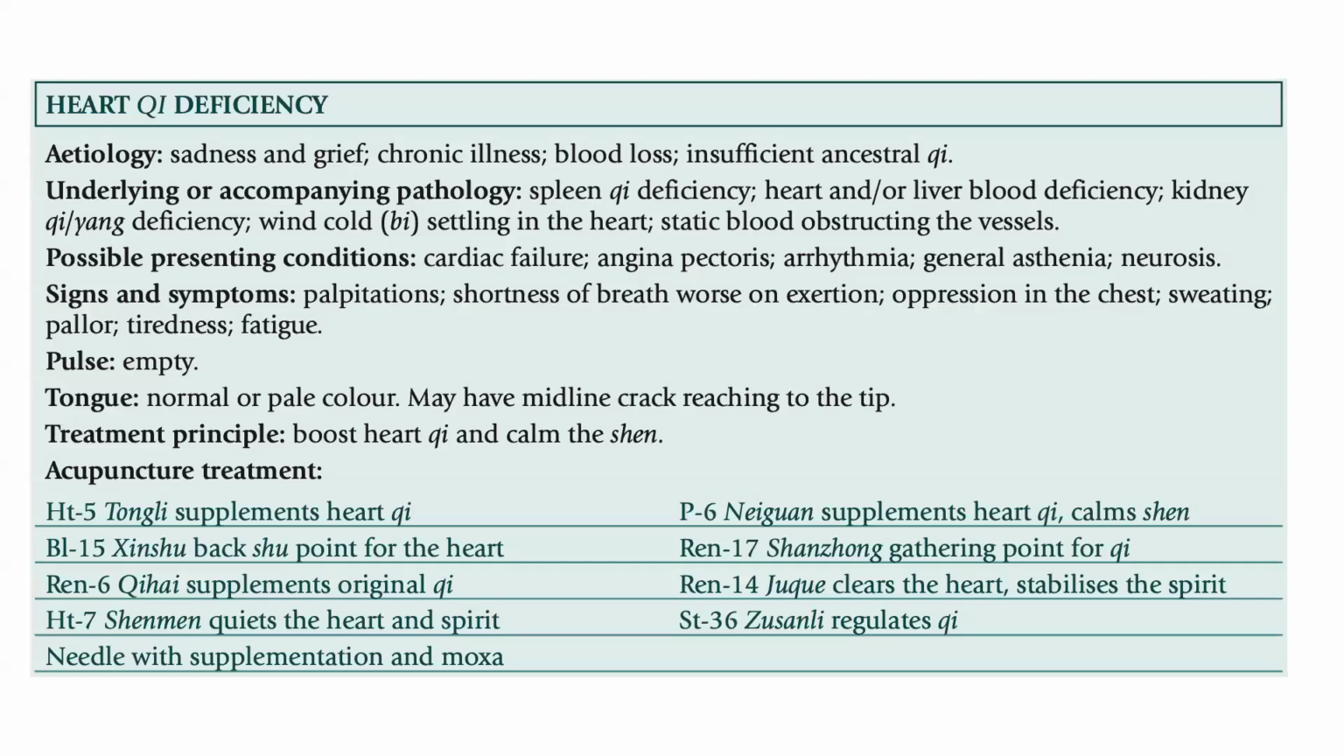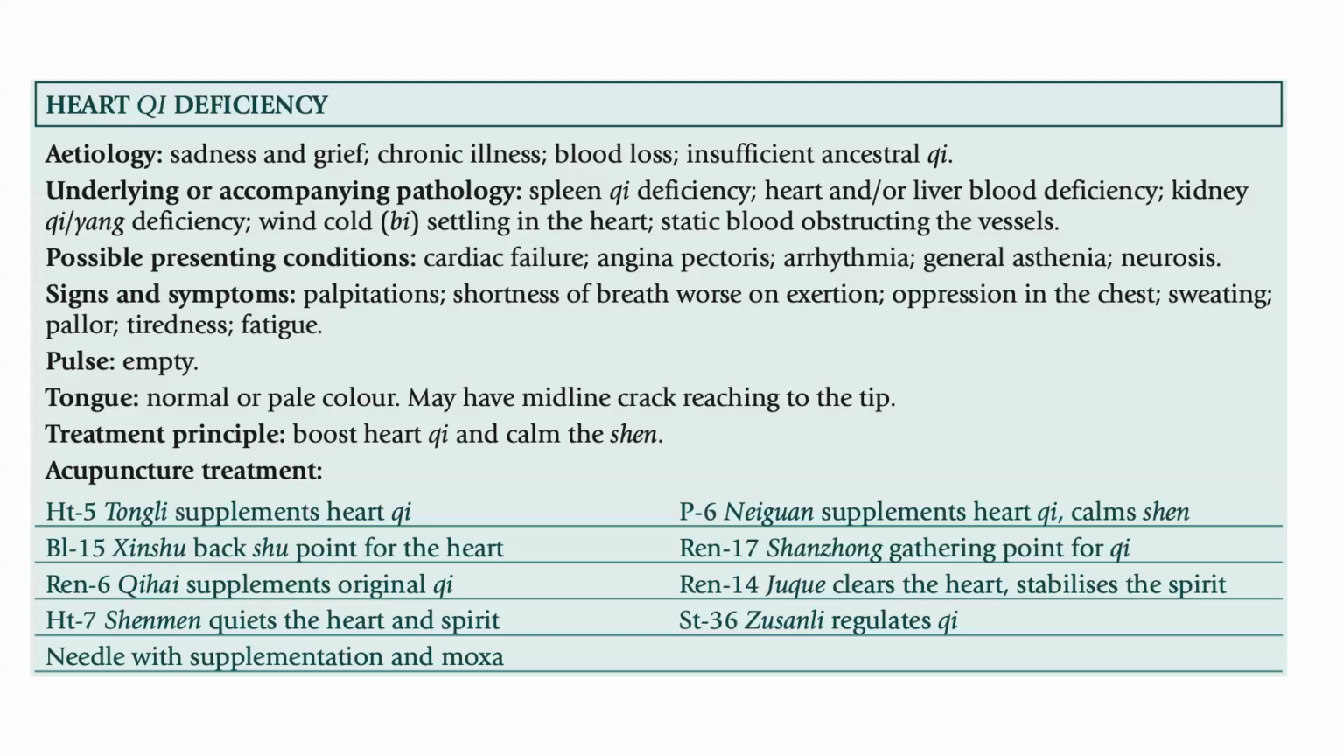So as a summary for heart qi deficiency, the etiology is sadness and grief, chronic illness, blood loss, insufficient ancestral qi. The underlying or accompanying pathology is spleen qi deficiency, heart and or liver blood deficiency, kidney qi yang deficiency, wind cold settling in the heart, and static blood obstructing the vessels. The possible presenting conditions are cardiac failure, angina pectoris, arrhythmia, general asthenia, and neurosis. The signs and symptoms are palpitations, shortness of breath, worse on exertion, an oppression in the chest, sweating, pallor, tiredness, and fatigue. The pulse will be empty and the tongue will be normal or pale color and may have a midline crack reaching to the tip.